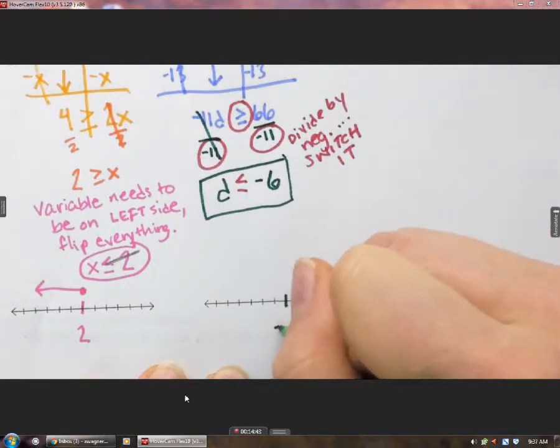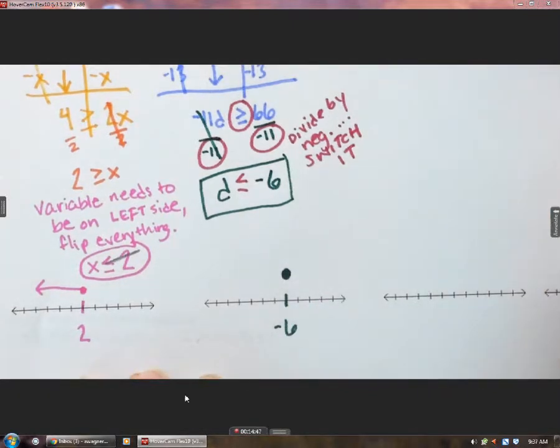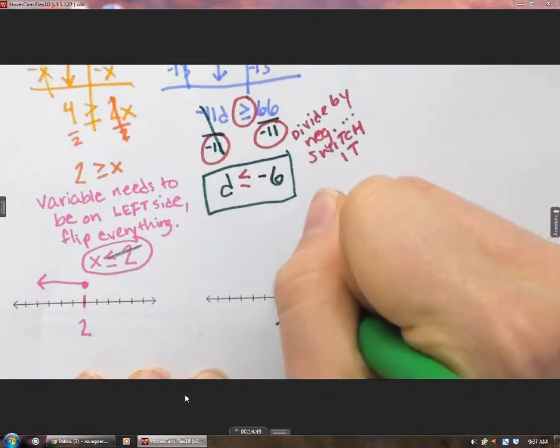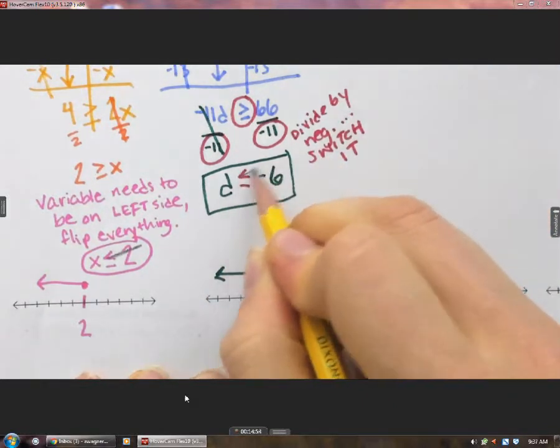Here's a negative 6. Closed circle. Which way am I shading? Going to shade in this direction. Picture your little arrow here.